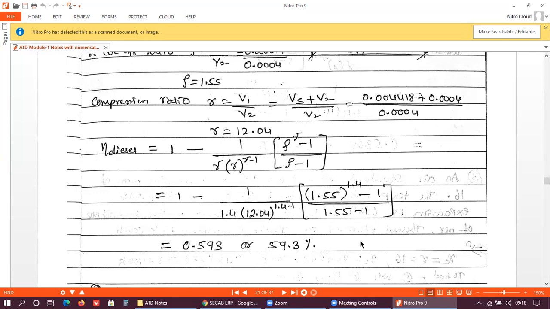Okay. So this is regarding the very first problem of a diesel cycle. Okay.